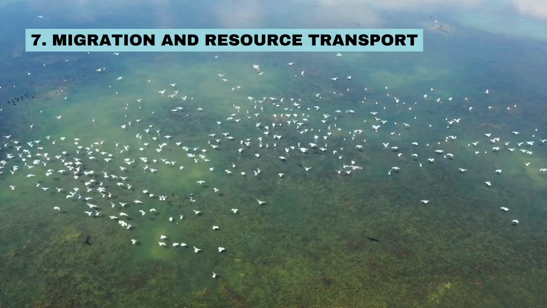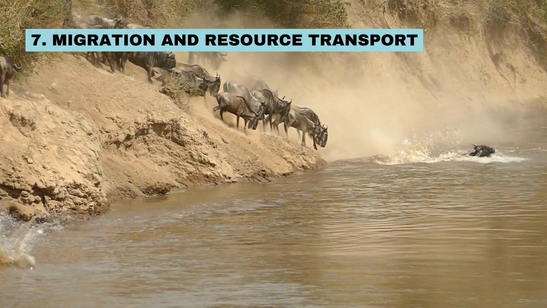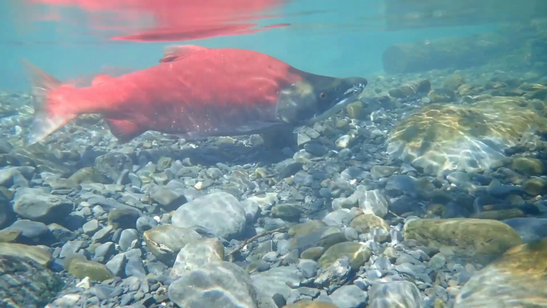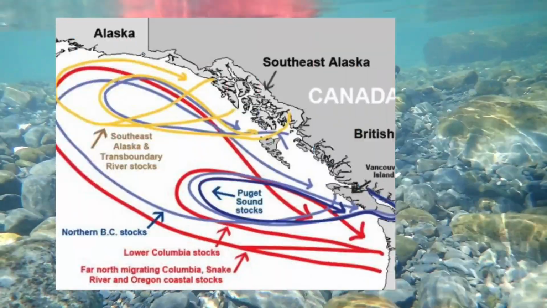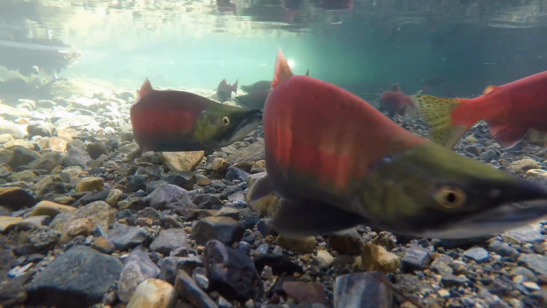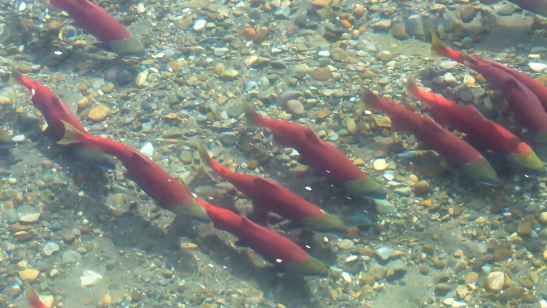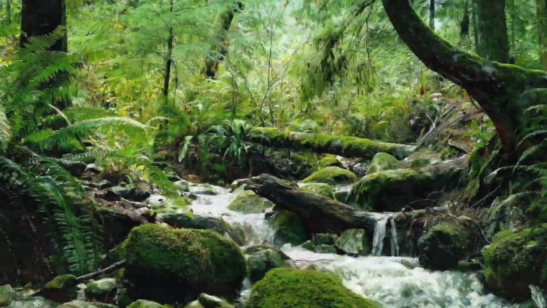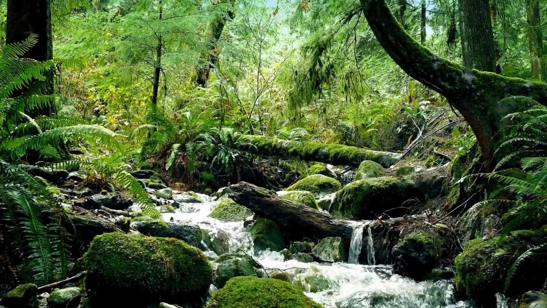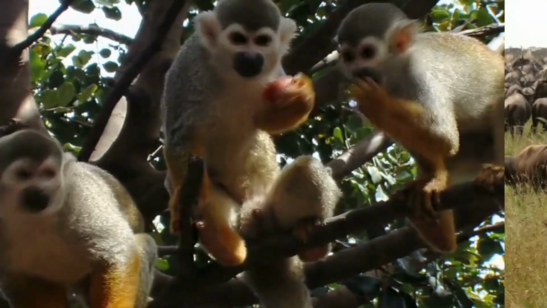Migratory animals serve as biological pumps, moving nutrients between ecosystems. Pacific salmon provide a dramatic example. They accumulate most of their body mass in the ocean, then return to their natal streams to spawn and die. This brings marine-derived nutrients deep into terrestrial ecosystems, fertilizing streamside vegetation and supporting a wide range of wildlife.